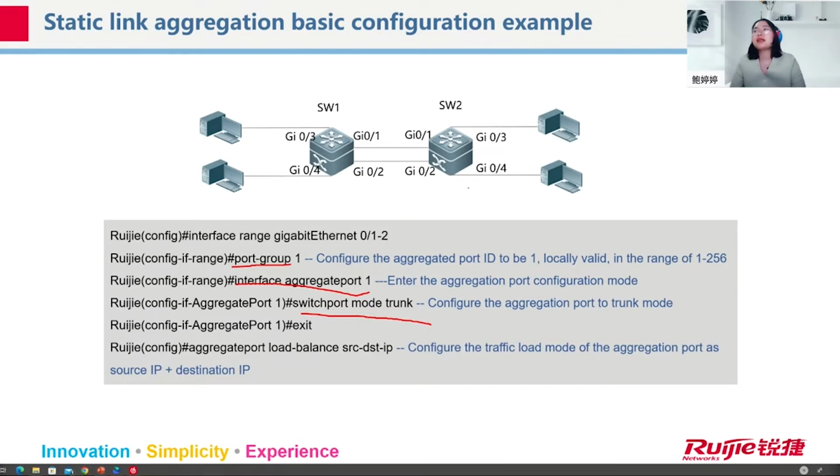So this is the configuration of a static link. If switch 2 has the same interface connection as switch 1, we only need to use the same configuration on switch 2, and it's enough.